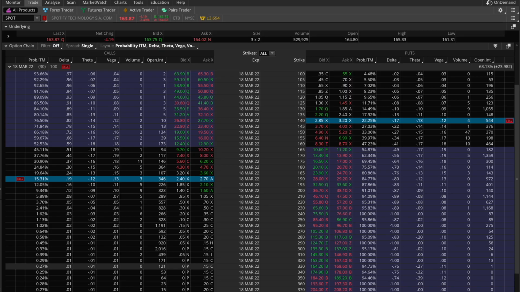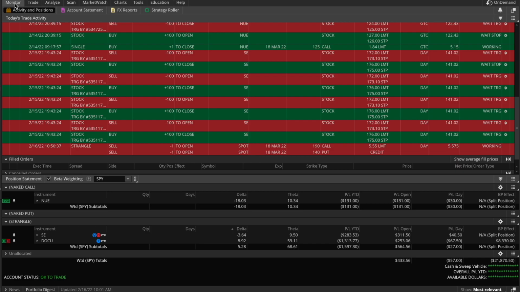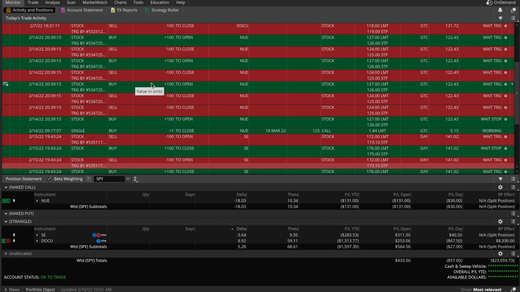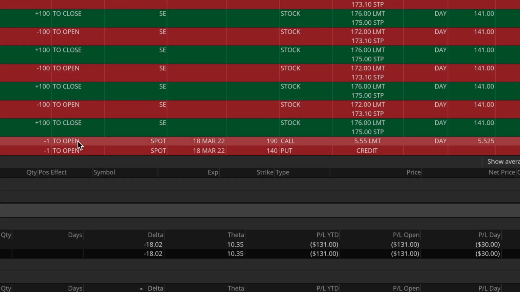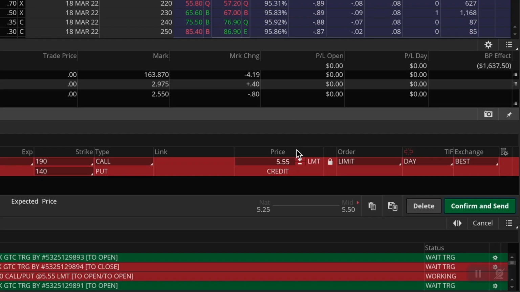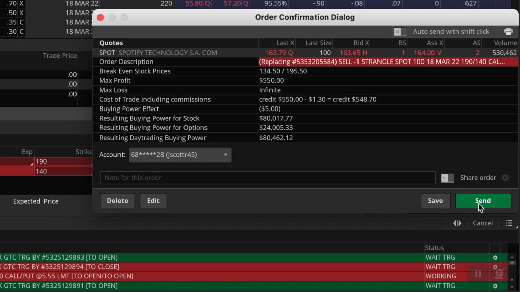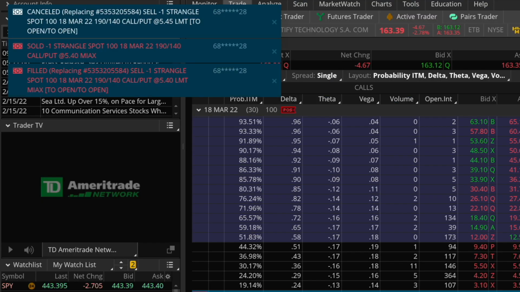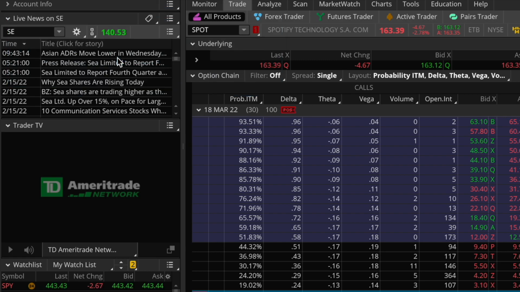And no fills yet on that order, so we'll come back to the monitor tab and perhaps lower my price a little bit. So right there is my order, and I'll go ahead and right click and go to cancel and replace. Let's try and come down to perhaps 550 bucks. See if I can get filled there. Confirm and send. And there we go. Just got filled at 540 actually. Had to come down a bit more in price there.